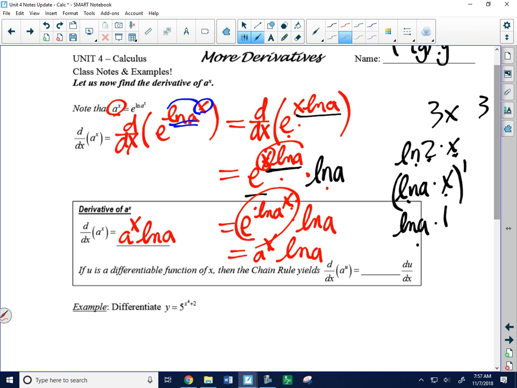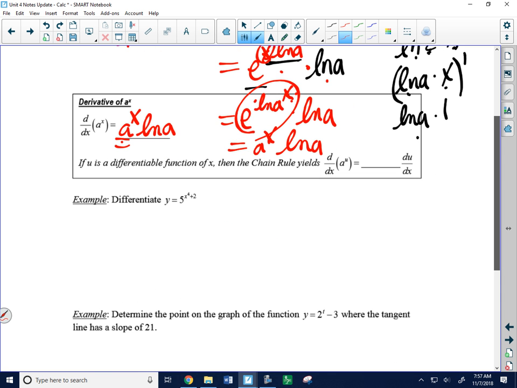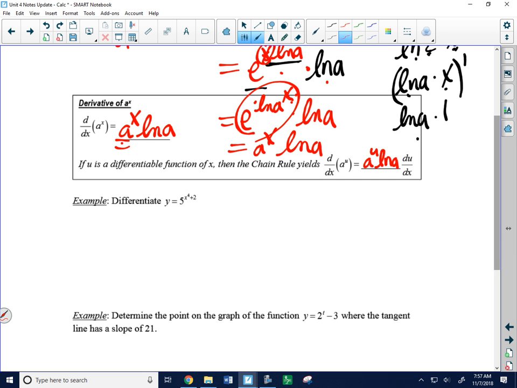So guys, what this says so far: we got e to the x is e to the x. That's the derivative. For a to the x, it's kind of the same thing. The derivative is a to the x, but you've got to have ln of a after it. And if it's chain rule, it's a to the u ln a times that u prime.